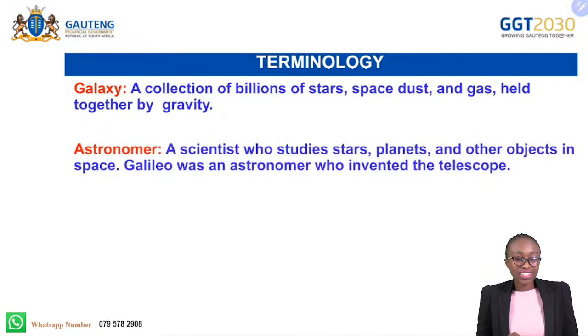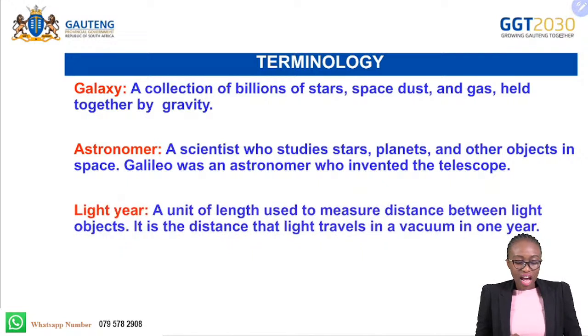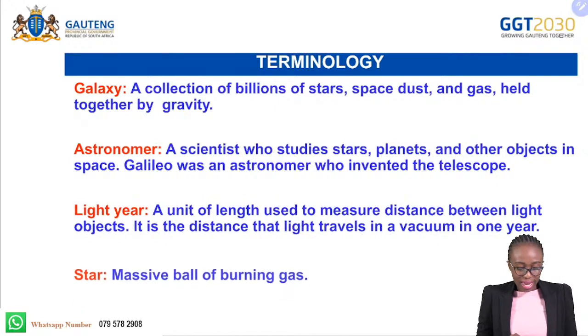The second term is astronomer. An astronomer is a scientist who studies stars, planets, and other objects in space. An example of an astronomer was Galileo. He was an astronomer who invented the telescope. And then a light year. What is a light year? A light year is a unit of length used to measure the distance between objects. It is the distance that light travels in a vacuum in 1 year. And then what is a star?